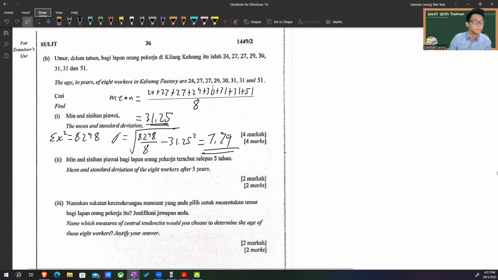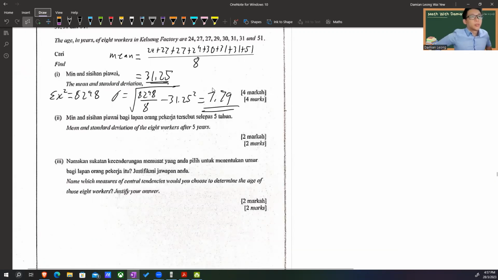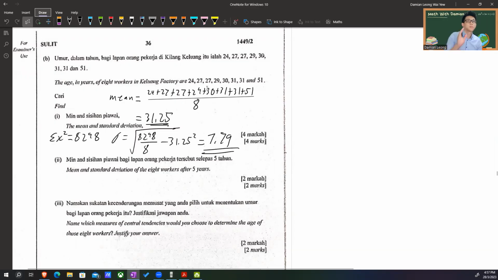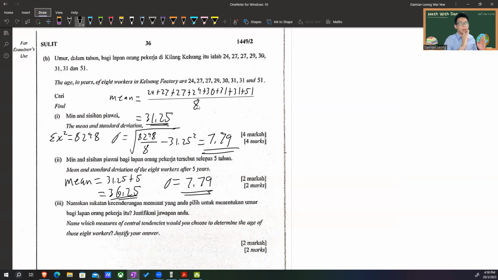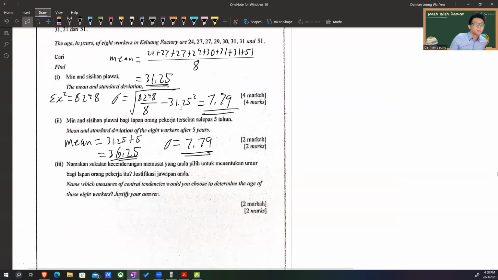Then the second one, mean and standard deviation of the 8 workers after 5 years. After 5 years means basically each of their ages is added by 5. When you add or subtract values to each of the values in the data, your measures of central tendency, mean, median, mode, all these will increase exactly the same way. So the mean will become 31.25 plus 5, 36.25. Whereas the standard deviation will remain the same, because it's the gap between the data. The gap between the data doesn't change. It still remains as 7.79.